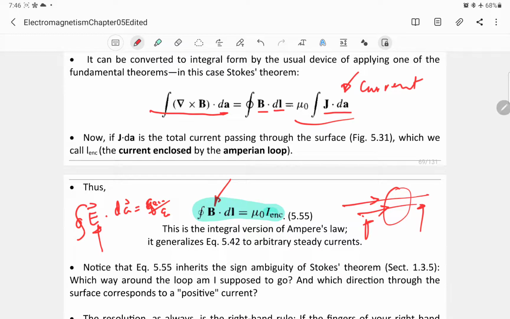Your field encloses this total current here, I enclosed. And of course, instead of the Gaussian surface, by the way, B does not enclose, but B curls this current I enclosed. Instead of a Gaussian surface, for Ampere's law you have to have a loop dl, like here.